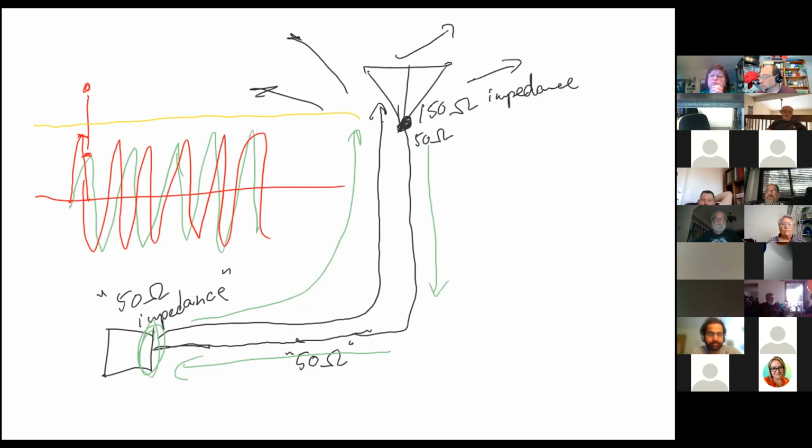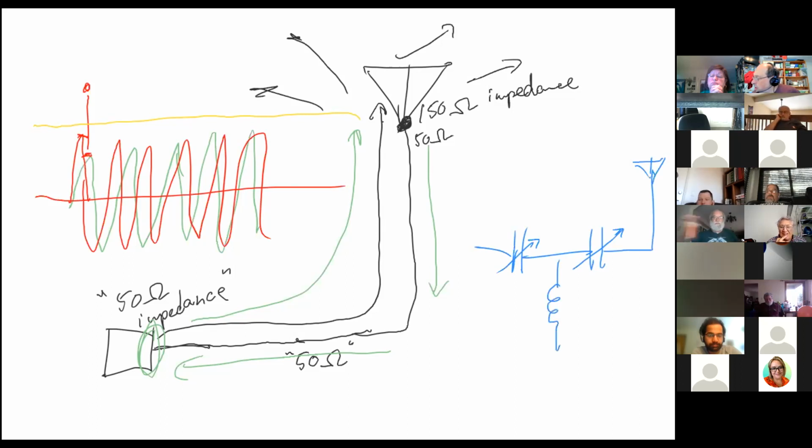a load, which is a device that's using your power. And that's why that little circuit, which looks like this, is so, so very important, because it allows you to essentially fool the transmitter into thinking that everything is hunky-dory in the real world.